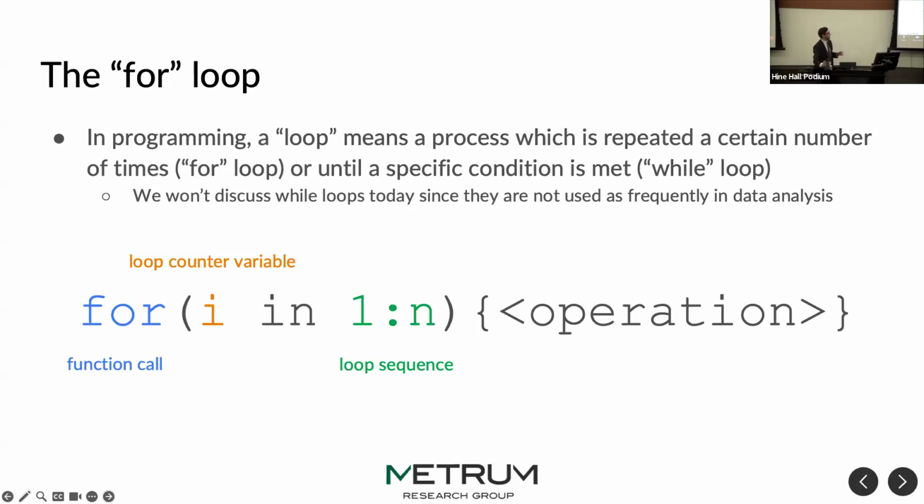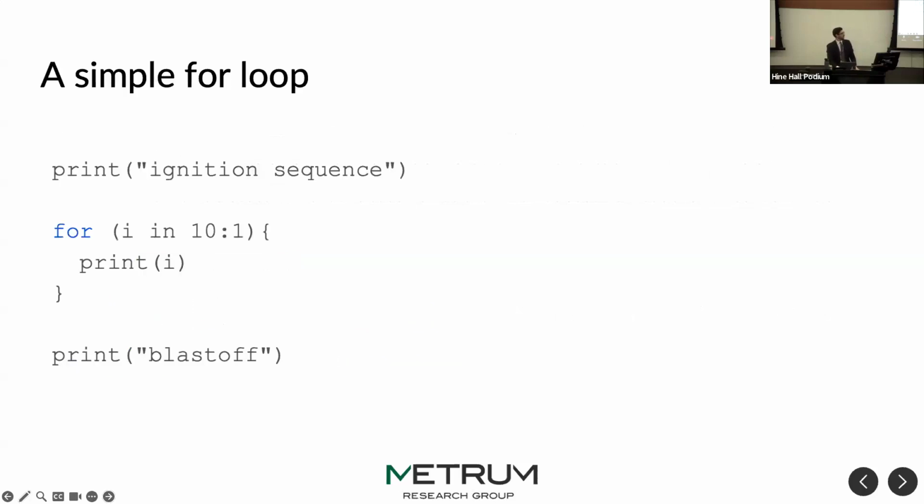So here is the anatomy of a for loop. We have our function call for. We're going to create a new variable, which is our loop counter. We're going to call it I. That's a very common index to use for these. And we're going to say in 1 to some n. So this is the number of times we're going to go through the loops, the sequence for the loop. And then within curly brackets, we have some operation. So let me show you what this means more explicitly.